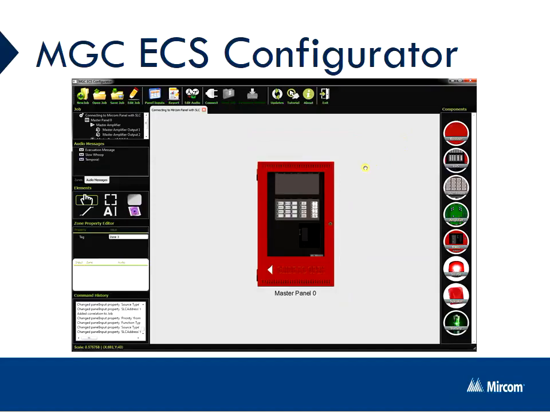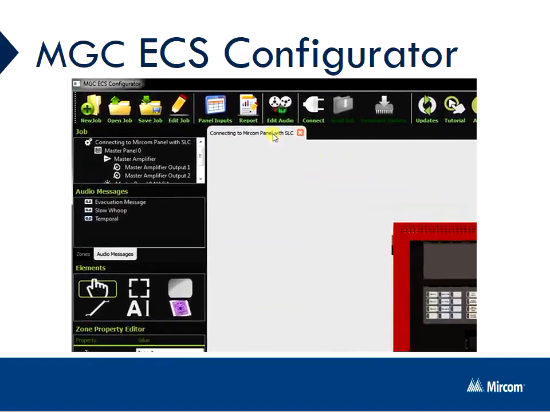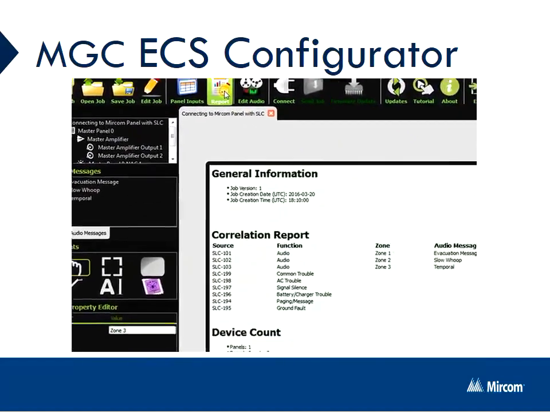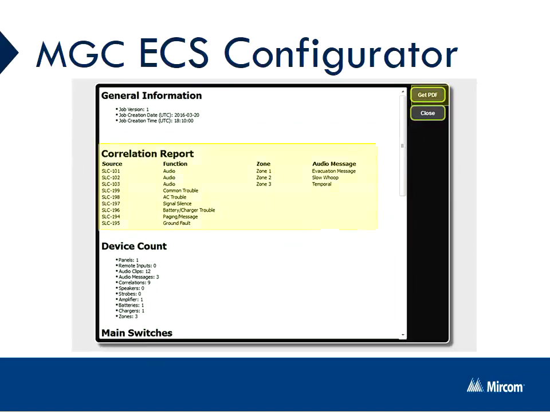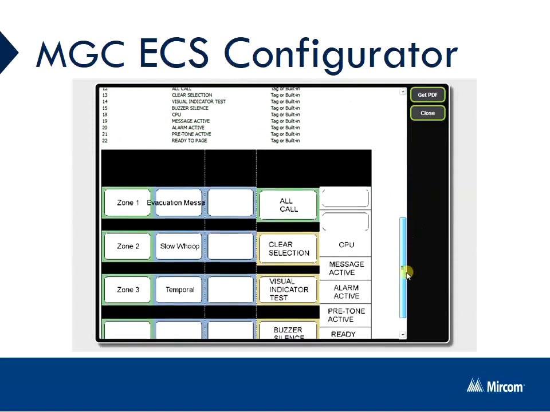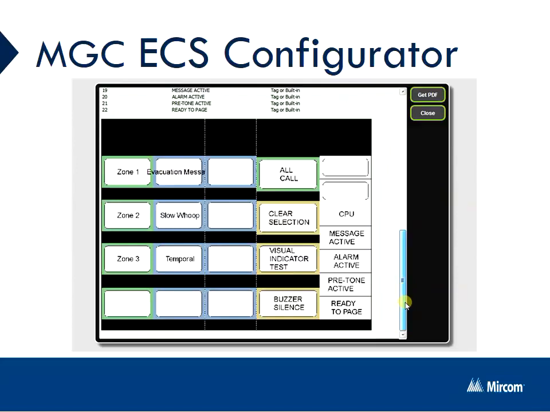Just a quick note that if you are looking to program the compatible Mircom fire alarm panel, you can simply click on Report and get a PDF copy of the input and output correlations programmed on the QX Mini. The report window is also a great tool if you need to print out labels for the QX Mini main display or their local operating console display.